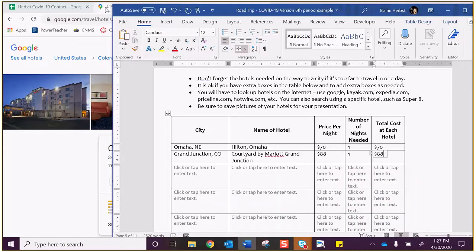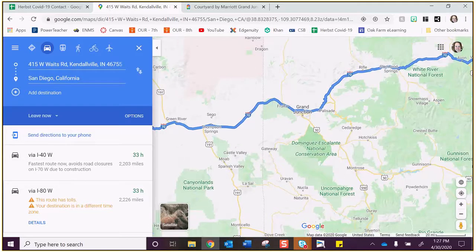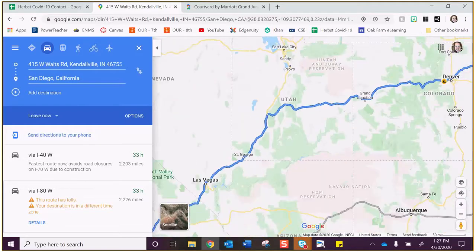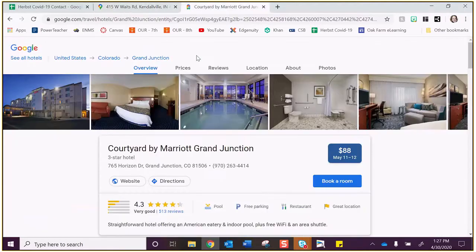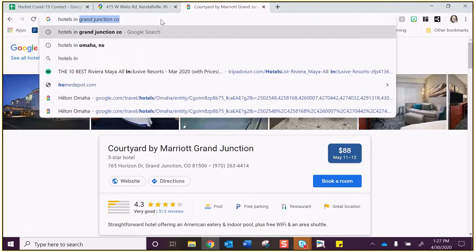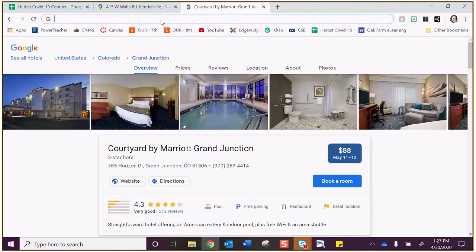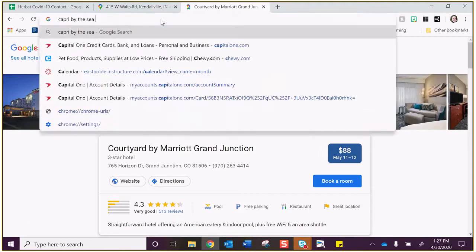So now, after that night's stay, the next day, I can go the rest of the way to San Diego. Now I'm in San Diego. This is my city. This is where I need to find a hotel. So, hotels in San Diego. What's that? Capri by the Sea, San Diego, California.